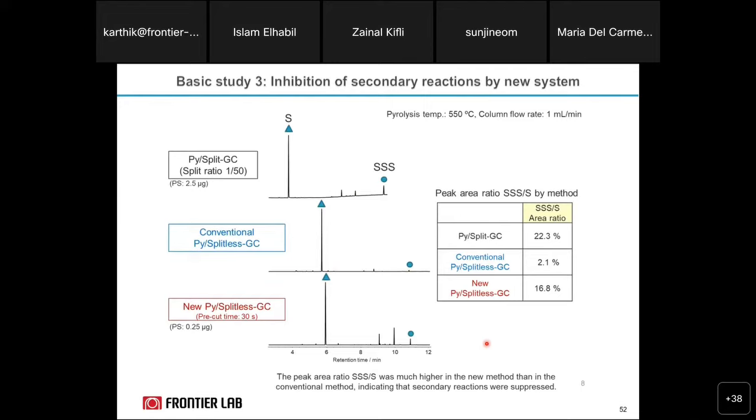With the polymer, the first one is the standard split mode analysis, and the ratio of trimer to styrene is 22.3, which as expected is low for conventional. And this is the new splitless sampler with the GC, where you can see again the ratio is improved. So that means this multifunctional splitless sampler is working for splitless analysis of Py-GCMS.